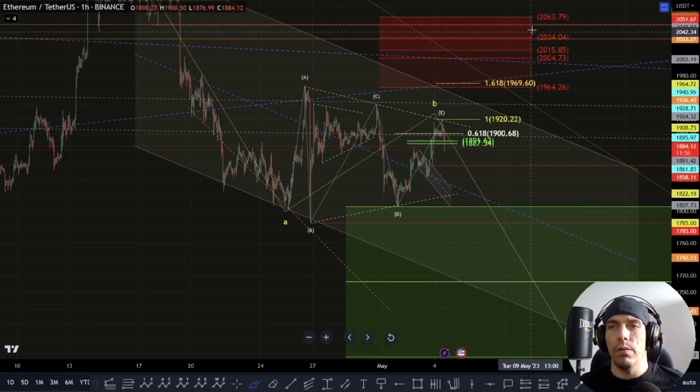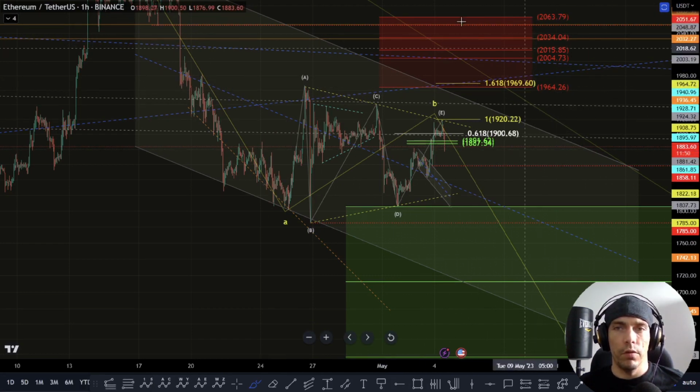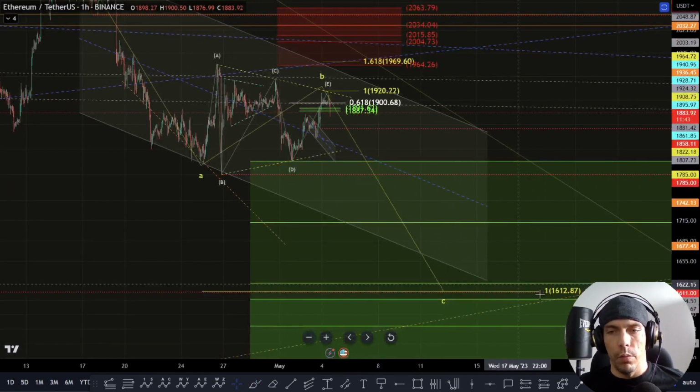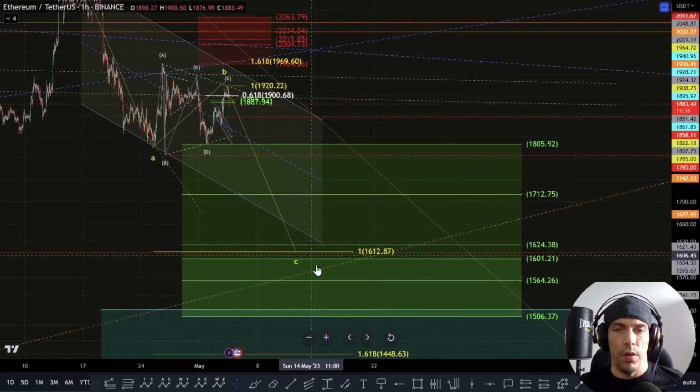Really, the rejection area for a B wave is anywhere from this 2063 to this 1964. So as long as we're below this zone, we do still have that potential to get a rejection and break to the downside. Now, the idea of this is looking for a deeper retracement, looking towards the 1612 area as a potential 1-to-1 if this is an A, B, and a C. This would actually bring us back into the support zone here.